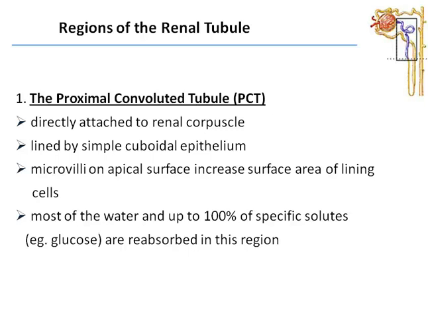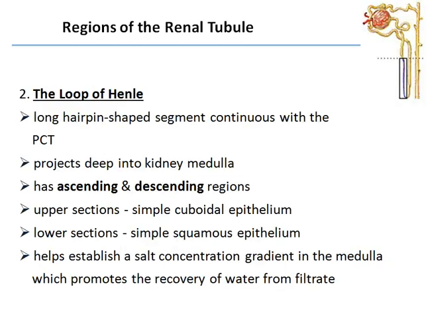After passing through the proximal convoluted tubule, the filtrate from the blood enters the loop of Henle. It's a long hairpin-like structure, and the hairpin is a reference to this 180-degree turn that the tube makes. It projects deep into the medulla. It has ascending and descending regions, so as it projects downwards, descending, and then as it comes back up, ascending. It's also lined by epithelium, a single layer of epithelial cells. In some areas it's squamous, very flat. In some areas more cuboidal in appearance. In this area here, the loop of Henle will facilitate the reabsorption of a lot of water.